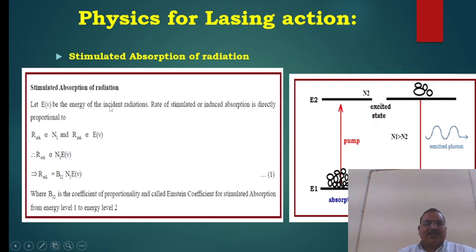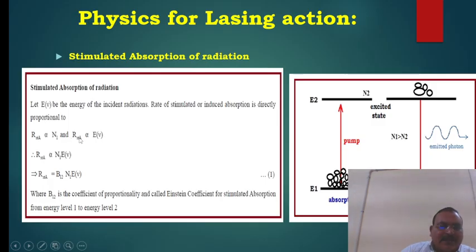Let E nu be the energy of the incident radiation, and the rate of stimulated or induced absorption is directly proportional to E nu, the energy of the incident radiation. The energy of the photon that is incident is E nu. The rate of stimulated absorption, R_STA, where A stands for absorption, is directly proportional to N1, the number of atoms in the ground state 1.